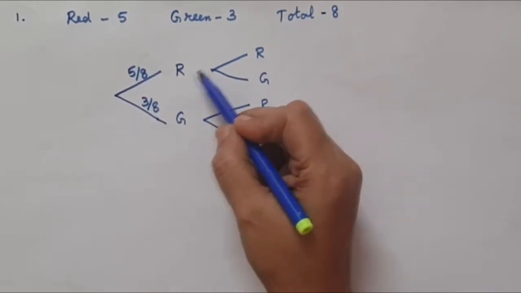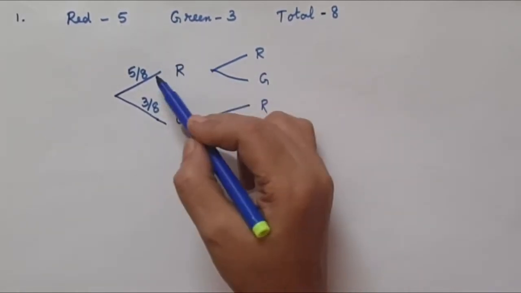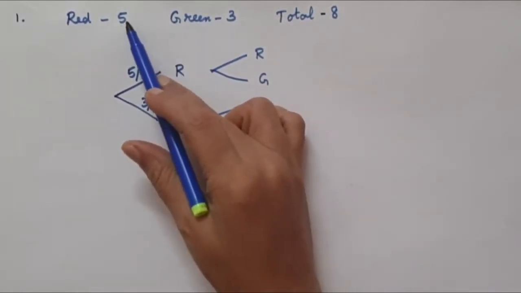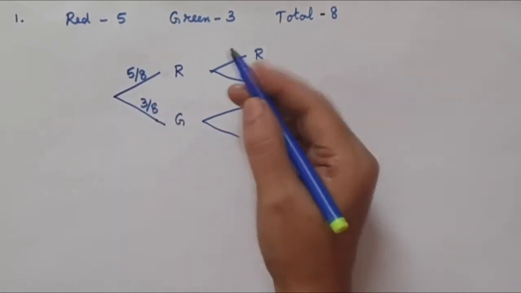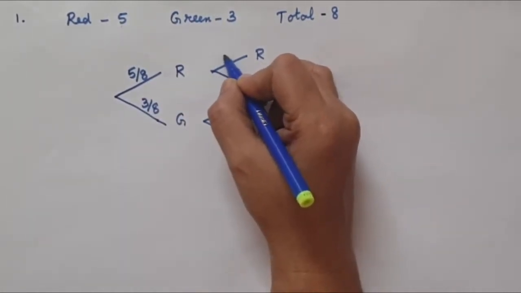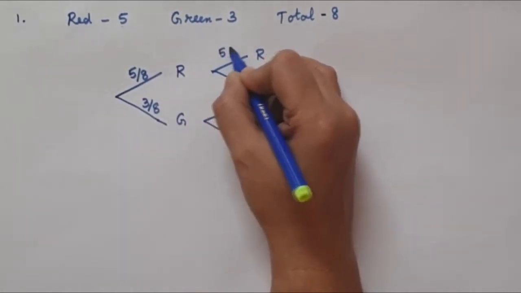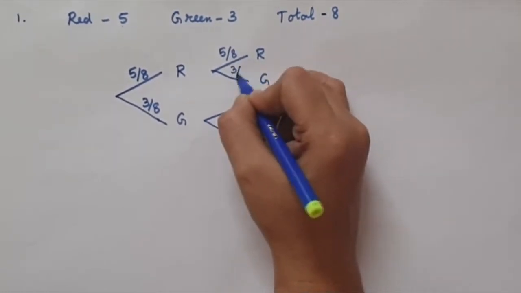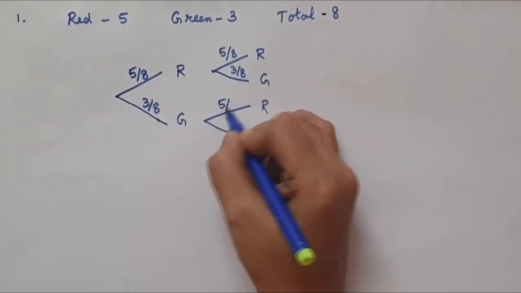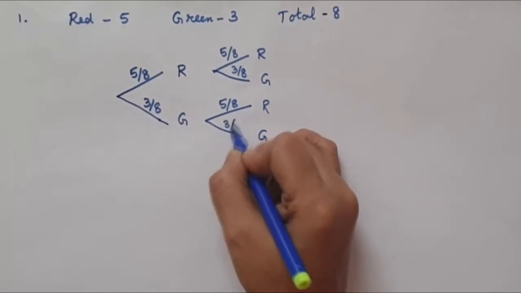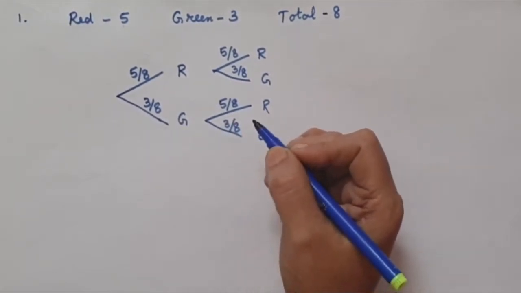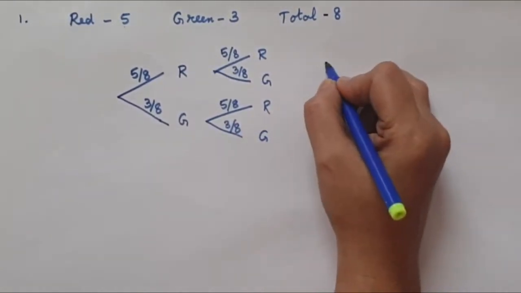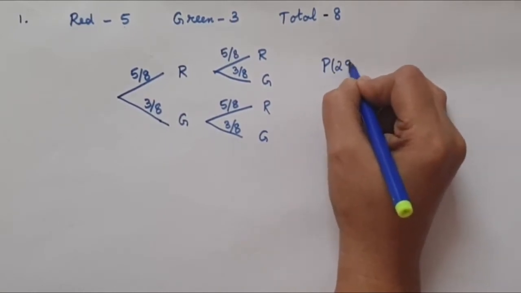Now, again, we are taking a ball and replacing it back, so there will not be any change in the green or the red balls. So again, the probability of red is 5 over 8 and the green is 3 over 8. So here again it's 5 over 8 and 3 over 8. And our question is, we have to find the probability of 2 green balls.